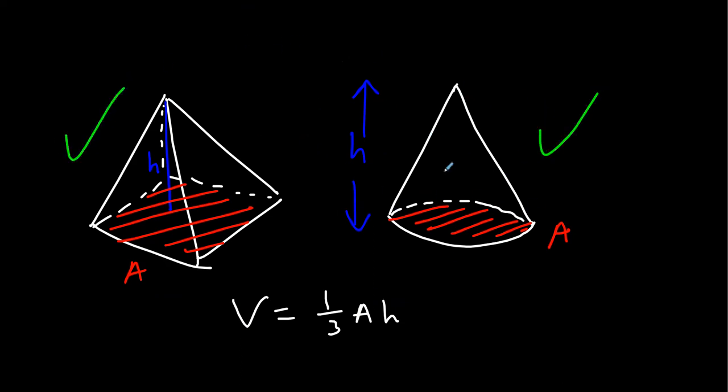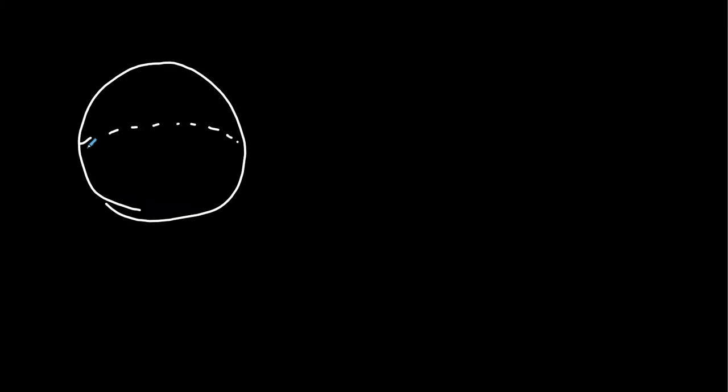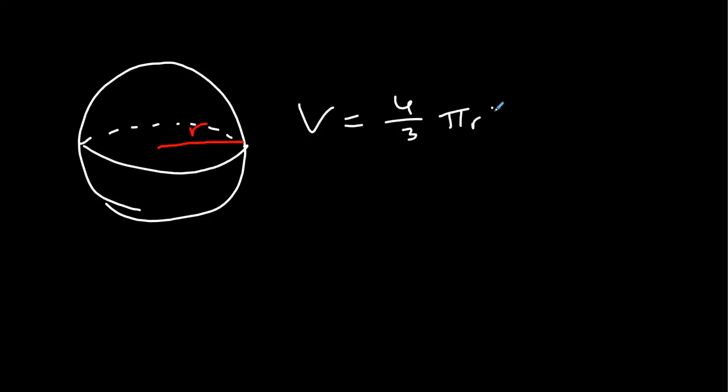I think the one for the cone is given as 1 over 3 pi r squared H, because pi r squared is the area of the circular base. Okay, next up is the volume of the sphere. You have the radius of the sphere, so let's say that's r. Then the volume is V equals 4 over 3 pi r cubed.